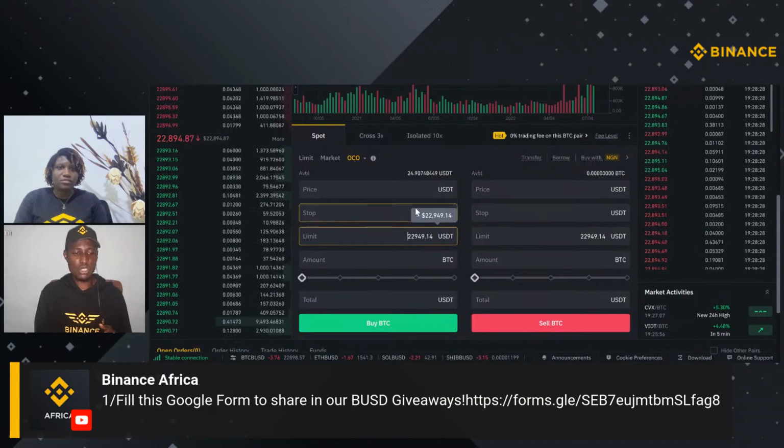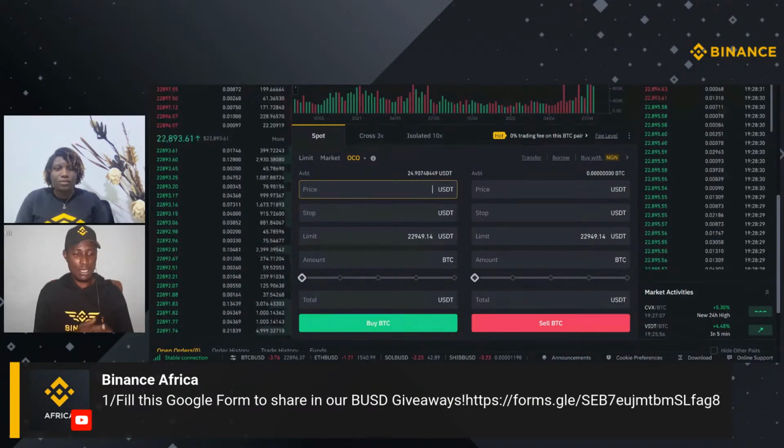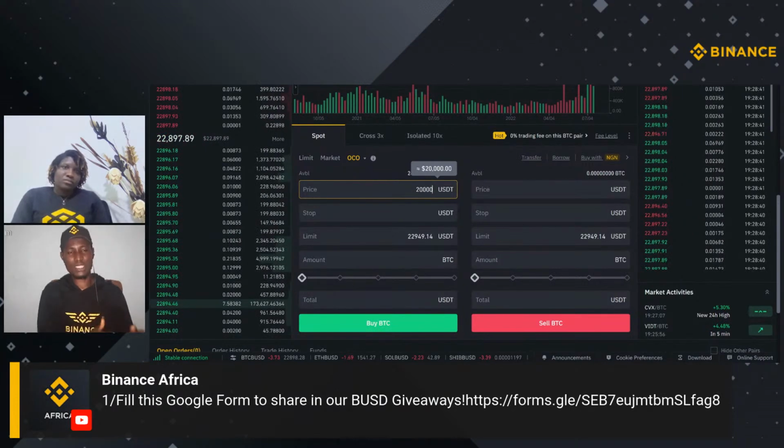So the first thing you do is set your limit price. Let's say, for instance, I want to buy Bitcoin at 20,000 USDT. So my limit price will be 20,000 USDT. This is the price at which, if Bitcoin gets there, my order will be filled immediately at 20,000 USDT. I will be able to buy Bitcoin at 20,000 USDT.